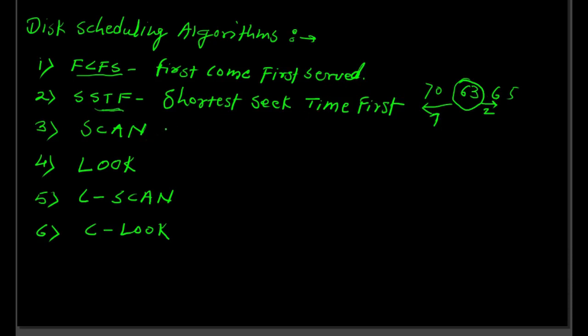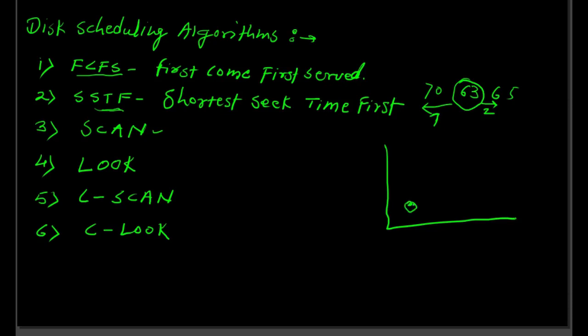Next algorithm is the scan algorithm. With an example we will see the scan algorithm. The scan algorithm works like this. Inside a scan, it considers one direction. For example, say it is selecting the forward direction. This is the current location.